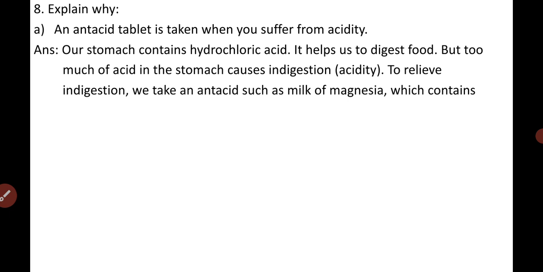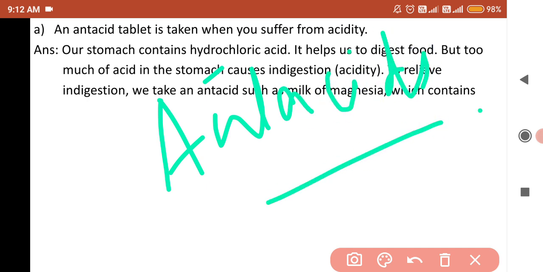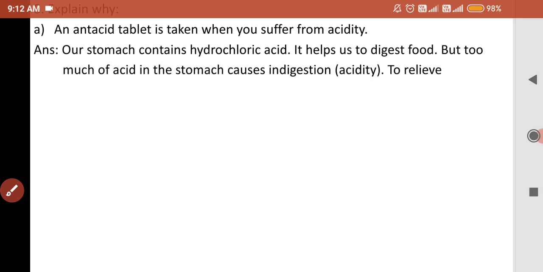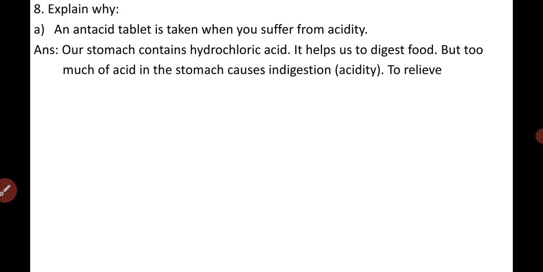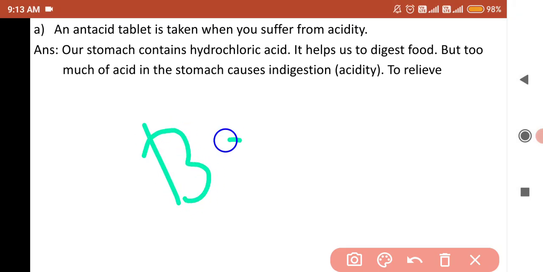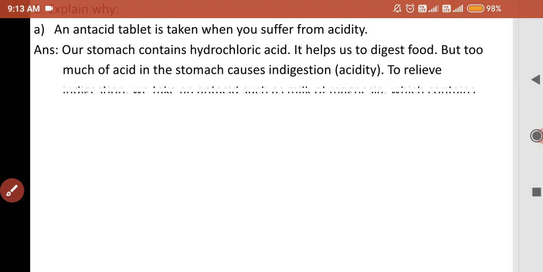Clear? So in order to get rid of this indigestion, and in order to get rid of this pain and irritation, we take what? Bases called antacids. Antacids, or simply antacids, we can also say. That is the opposite of acid. What is the opposite of acids? Base, right? Base is the opposite of acid. Clear?